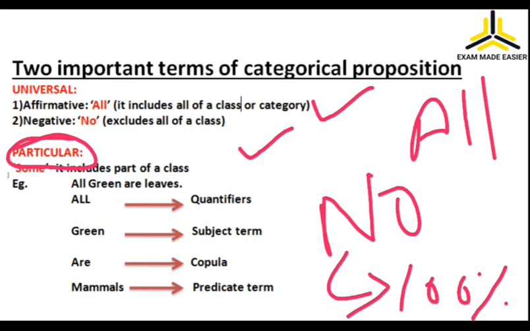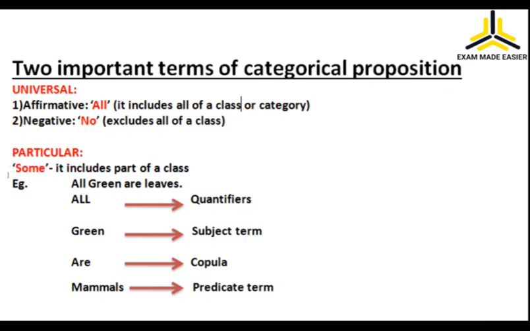Now in this particular term, what you get is you are given some, right? Some is called particular. Like I can say, for example, some shopkeepers are cheats. If I say some shopkeepers are cheats, that means we are using what kind of term? Particular, right? Particular type.